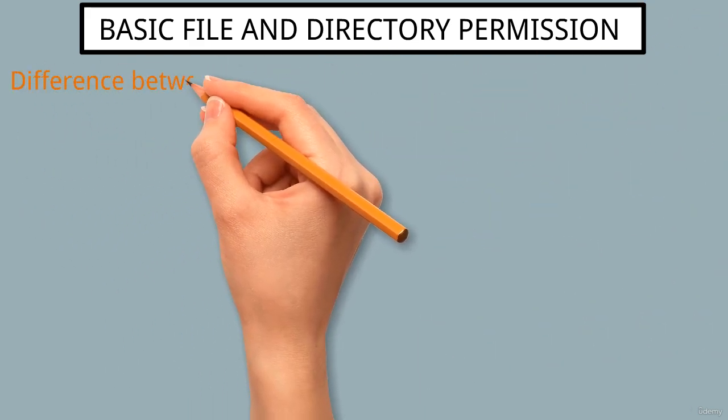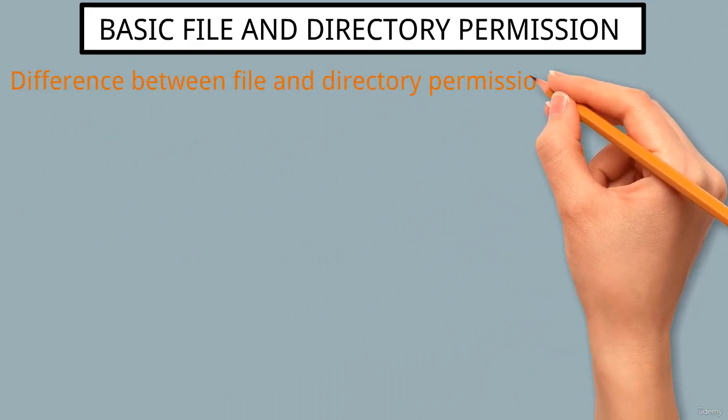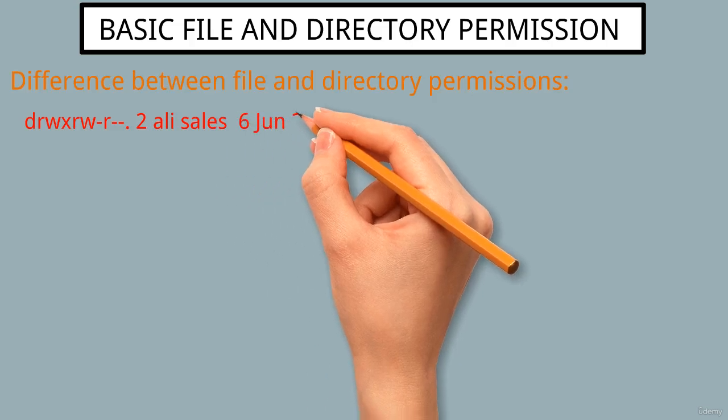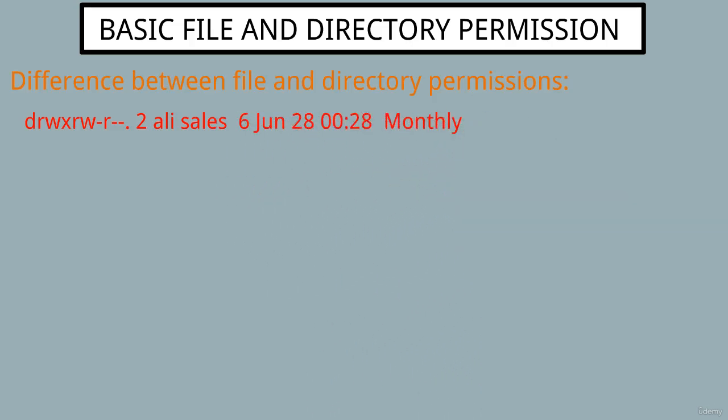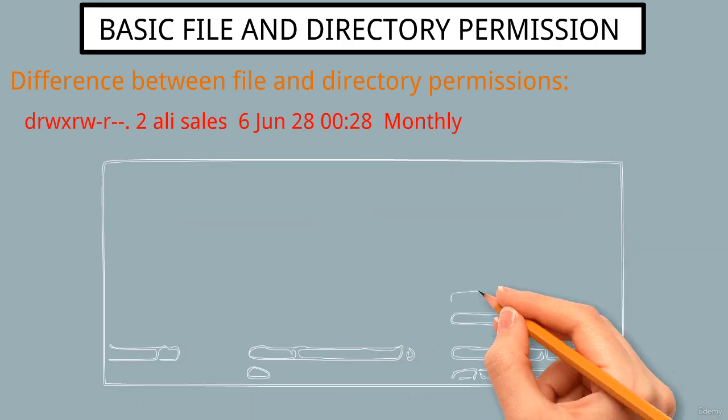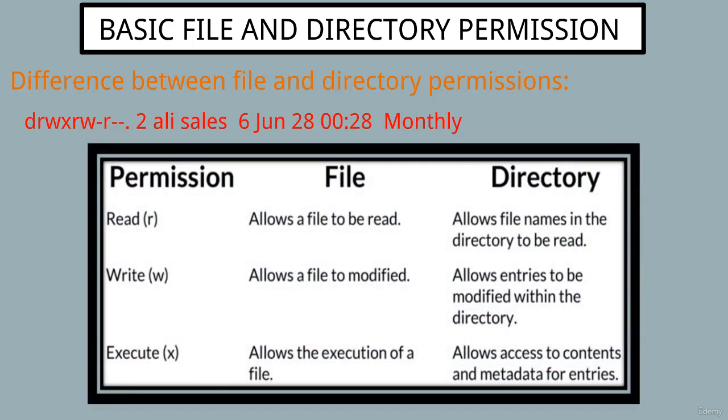Now there's a difference between file and directory permissions. Here's an example of an output from an ls -l, and monthly is the directory. And also, if you see a D before the permissions, that means it's a directory. So there's a difference when you assign permissions to a file and a directory.